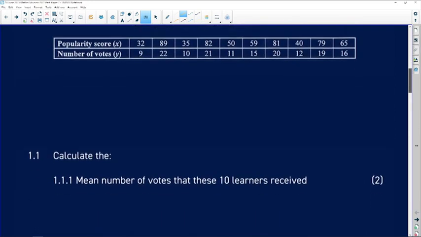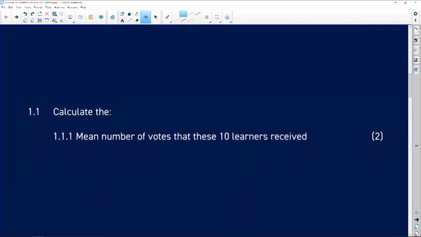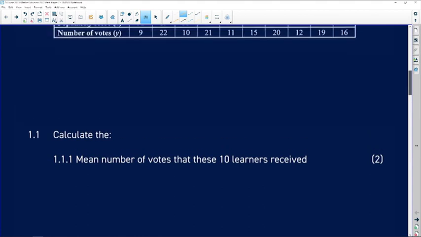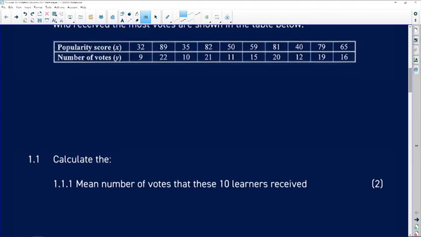Okay, cool. Now, the first question is going to ask us to do a couple of very interesting things. It's saying to us in 1.1, we need to calculate the mean number of votes that these 10 learners received. So we are interested in the mean number of votes. So let's quickly go back and look at what we are trying to figure out here. We want you to work out the mean.